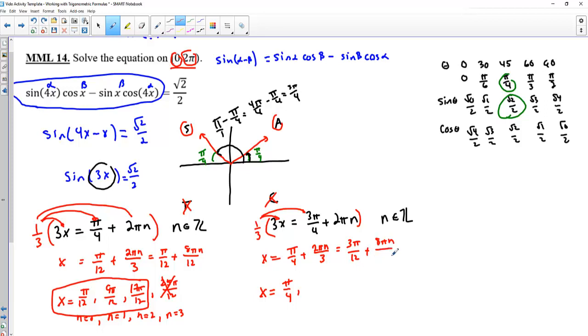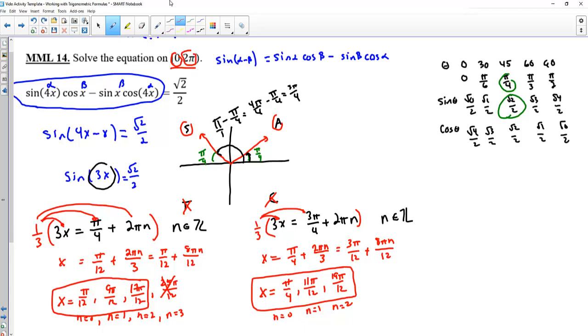And now it's easy to count. So this was when n equals 0. And then if n is equal to 1, this will be 8 pi's plus 3 pi's, which is 11 pi's. So 11 pi over 12. And then when n is equal to 2, this will be 16 pi's plus 3 pi's, which is 19 pi's over 12. And of course, if n is equal to 3, it'll be too big. And of course, if n is negative, all these will be too small. So these are all my answers here. You notice you get 6 of them.